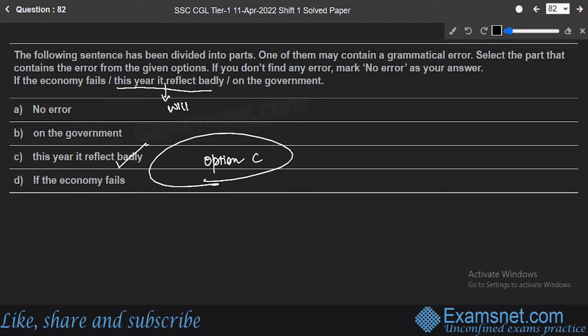This is the erroneous part: "This year it reflect badly." It should have been "This year it will reflect badly." Right? For more details, please refer to the PDF on our website.